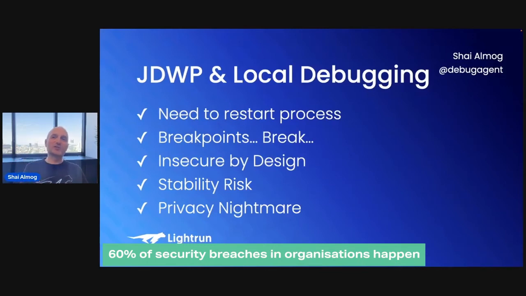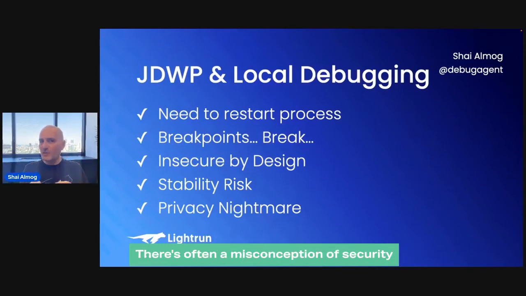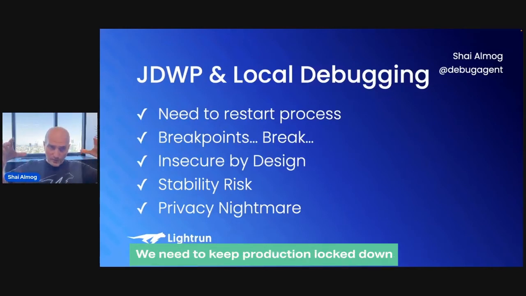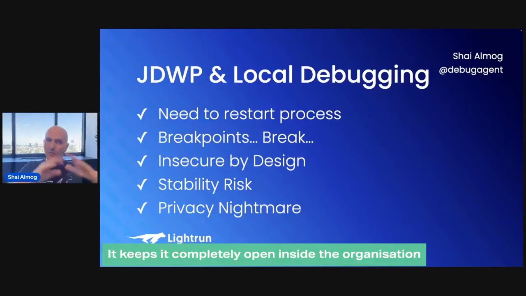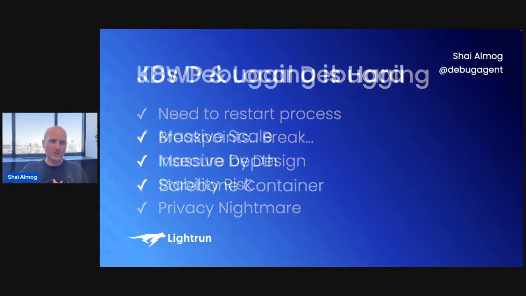60% of security breaches in organizations happen because of an employee that was disgruntled. There's often a misconception of security that targets the outside world only and ignores internal vulnerabilities. This just isn't true and isn't an option. We need to keep production locked down. And JDWP is the exact opposite of that. It keeps it completely open inside the organization and possibly outside of the organization.